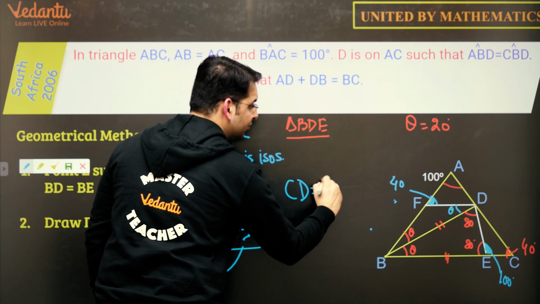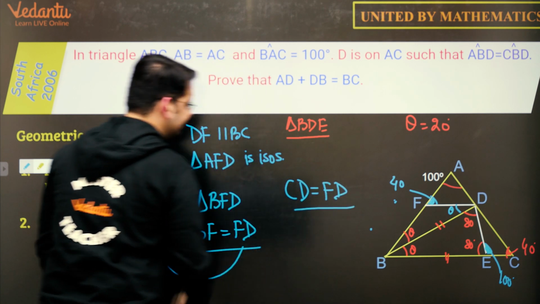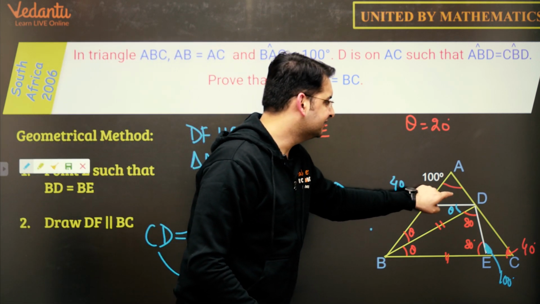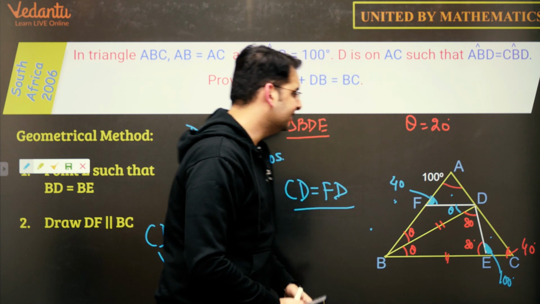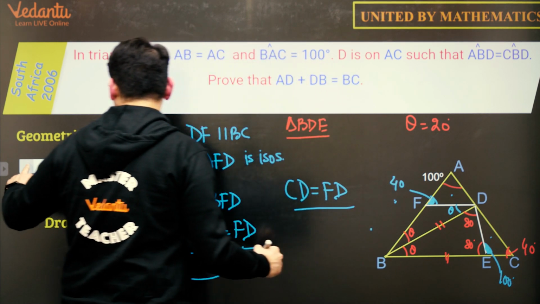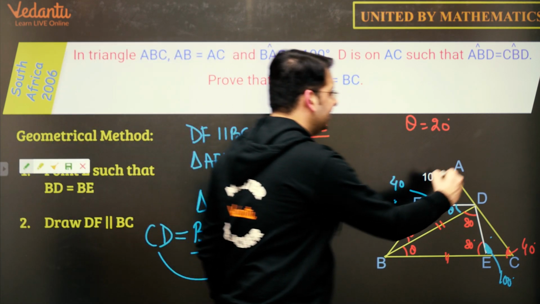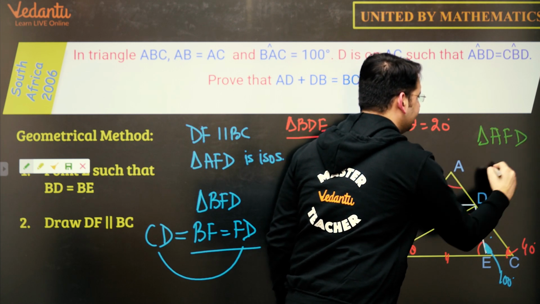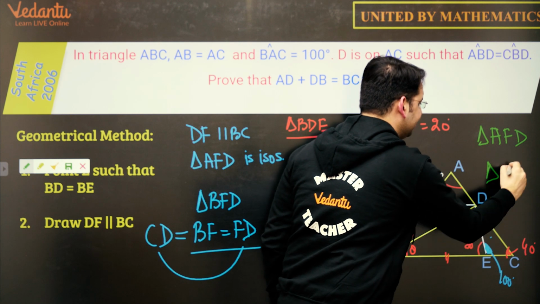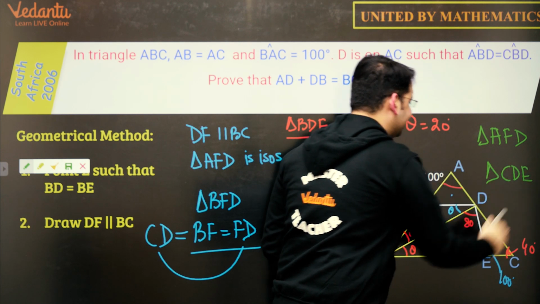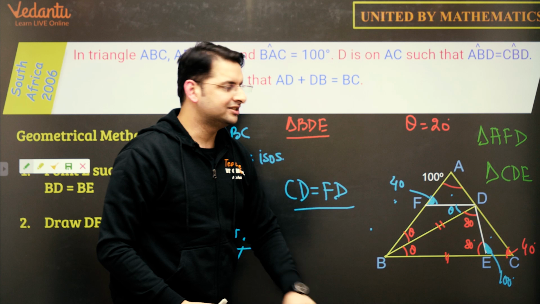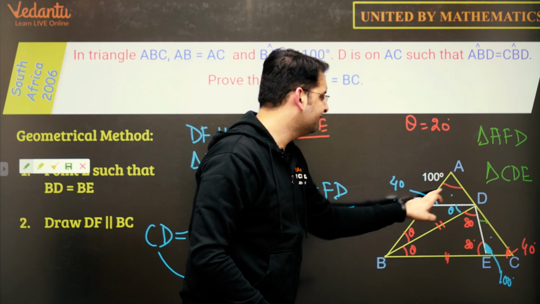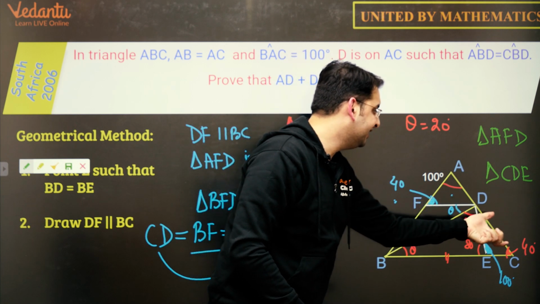CD is equal to FD. Now, if we look at triangles AFD and DCE, let us look at the triangles AFD and triangles CDE. Can I say the angles match? So 140 degrees, of course, this would be 40 degrees. 140 and 40. And also, FD is equal to CD.